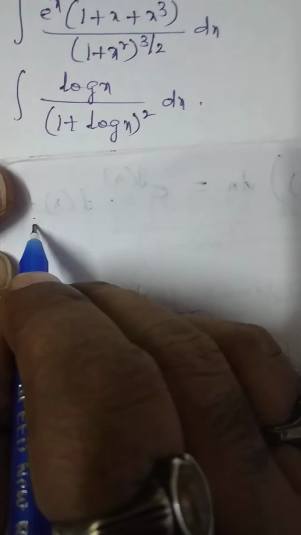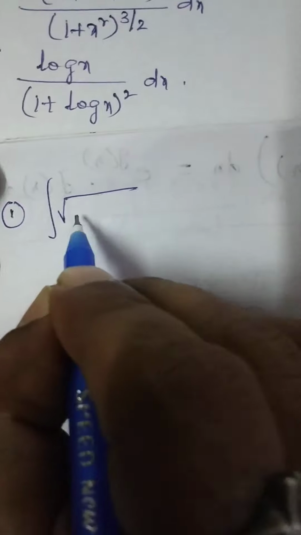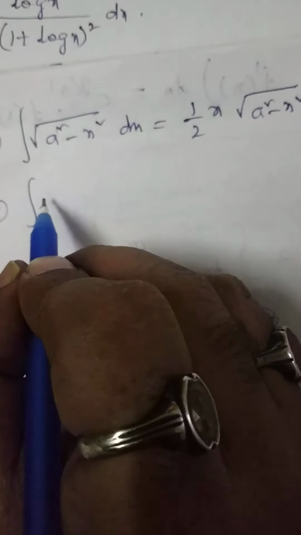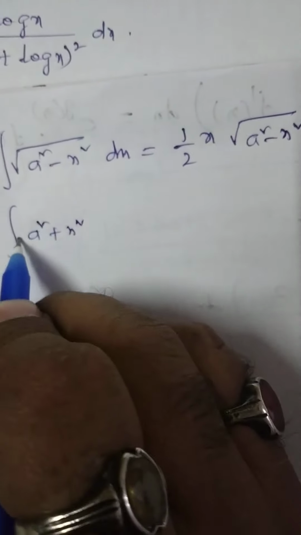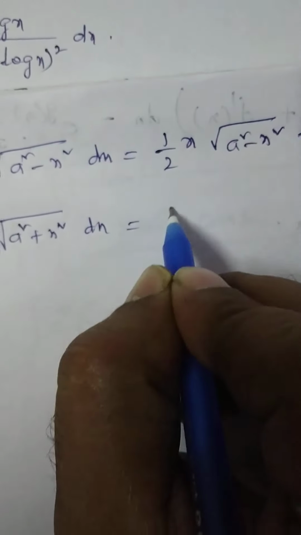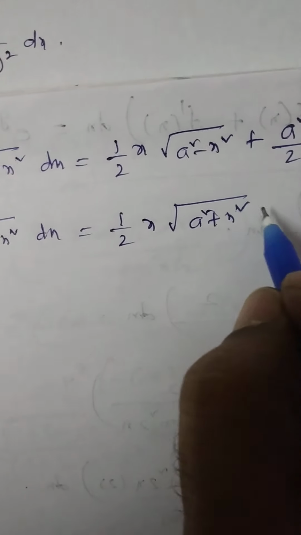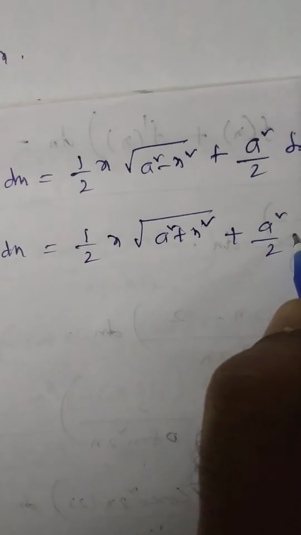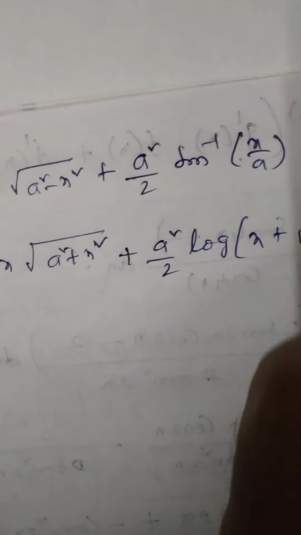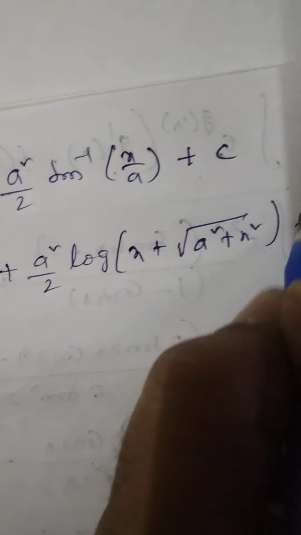So the formulas I am going to write one by one. Integration of root of a square minus x square dx is equal to 1 by 2 of x into root of a square minus x square plus a square by 2 into sin inverse of x by a plus c. Next, the second formula is integration of root of a square plus x square dx is equal to half into x into root of a square plus x square, okay, plus a square by 2 into log of x plus root of a square plus x square plus c.